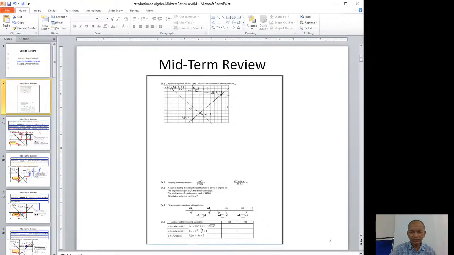So now I start the presentation. Okay, I start the explanation. So this is the sample exam sheet, the midterm exam sheet. You already familiar with it.